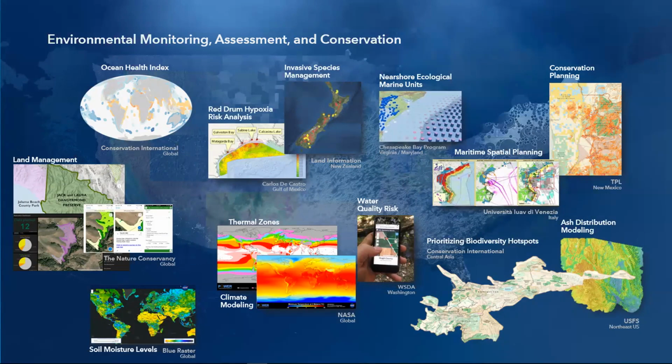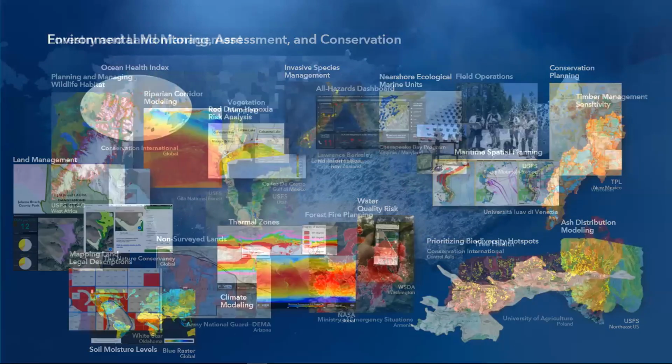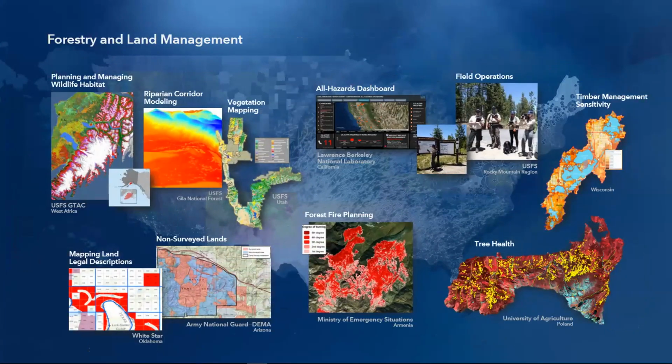It's used in all sorts of ways for land management, working out quality risk of water, marine spatial planning, conservation planning. So there's just a couple of slides showing some of the uses of GIS, ArcGIS in these different areas. Similarly, it's used for forestry and land management. And here's some more examples of it, different components of ArcGIS being used, for example, for field operations or timber management. And also, for example, for forest fire planning.